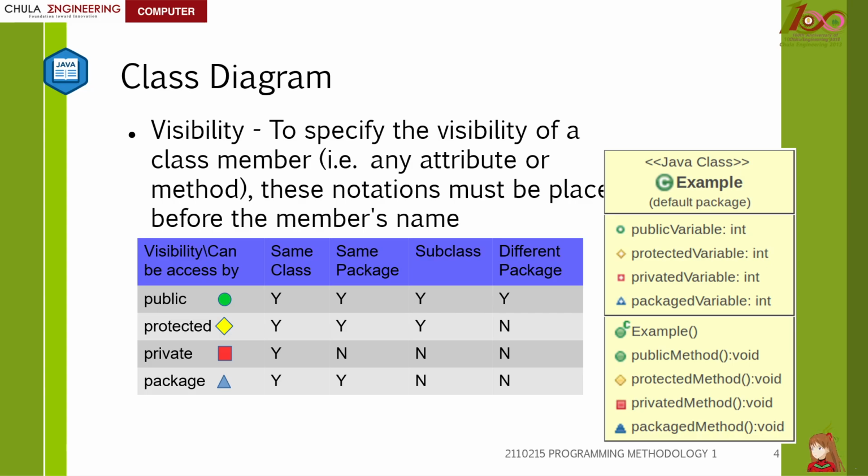Public is usually shown with a green circle, protected being like this, private being a square, and package being a triangle. Alright, and if we have a constructor, it will be marked with C. Okay.